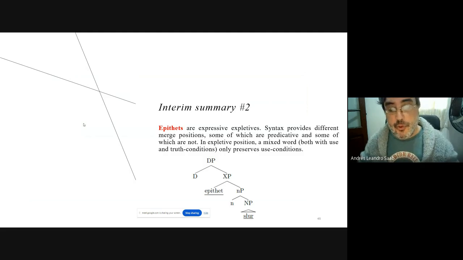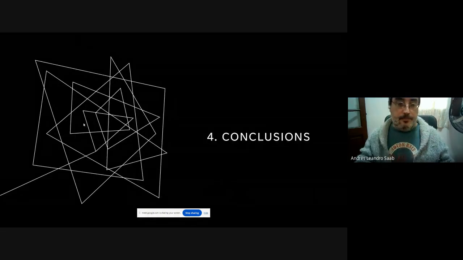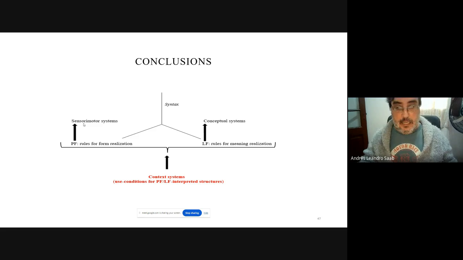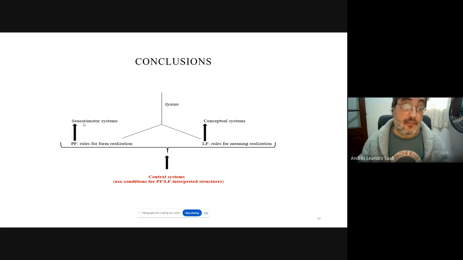So, interim summary 2: epithets are expressive expletives. Syntax provides different merge positions, some of which are predicative and some of which are not. In expressive position, a mixed word, with both use and truth conditions, only preserves use conditions. And this is the idea. So, in conclusion, I think that there are good reasons to think of a context system, which basically handles the use conditions, that can access both PF, lexical PF items or syntactic structures at PF, and can also access LF. Okay, this is the idea.